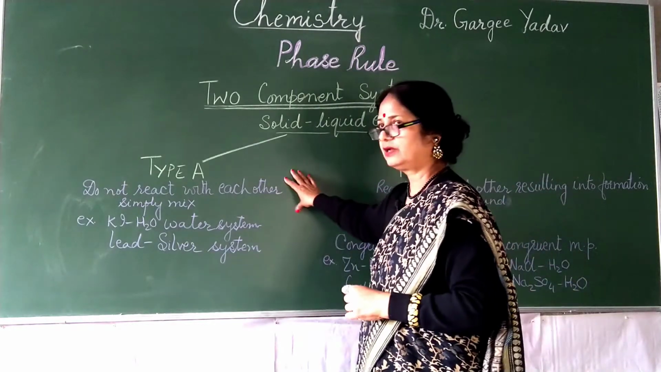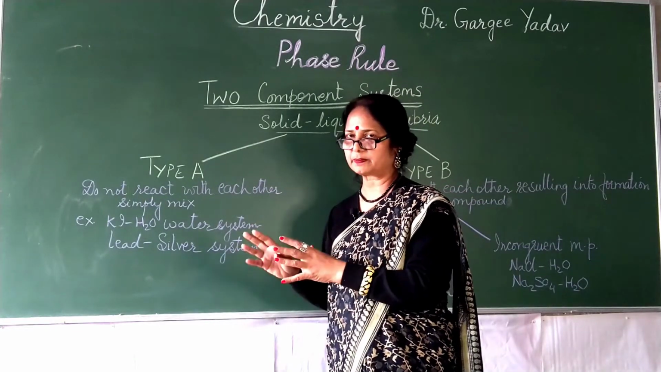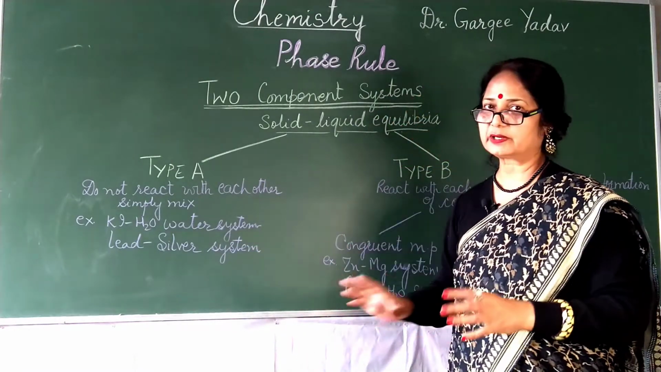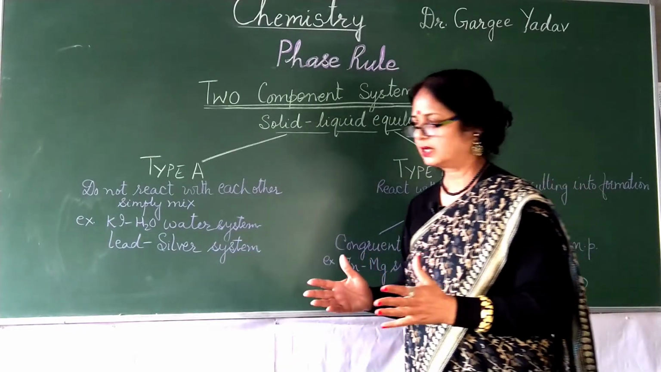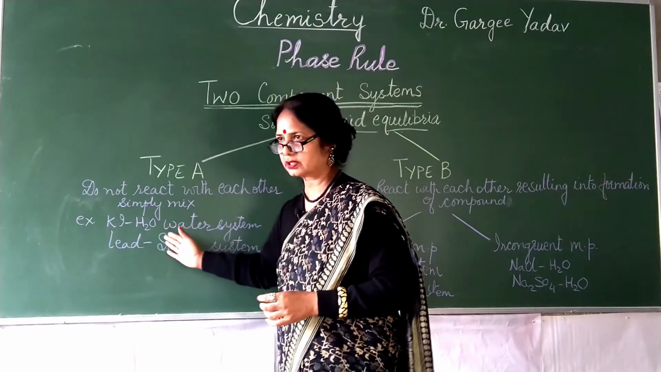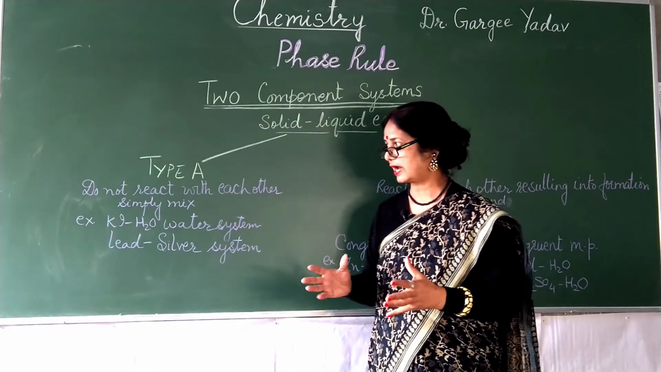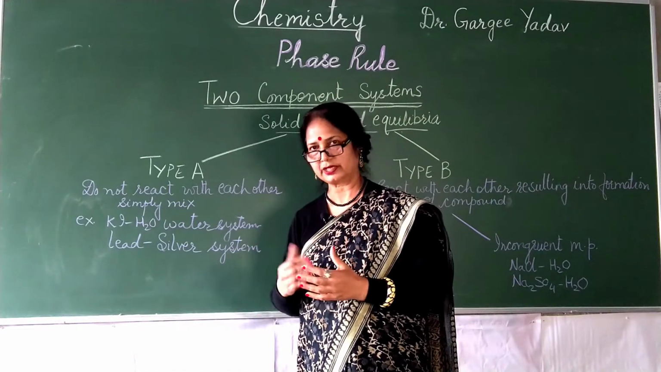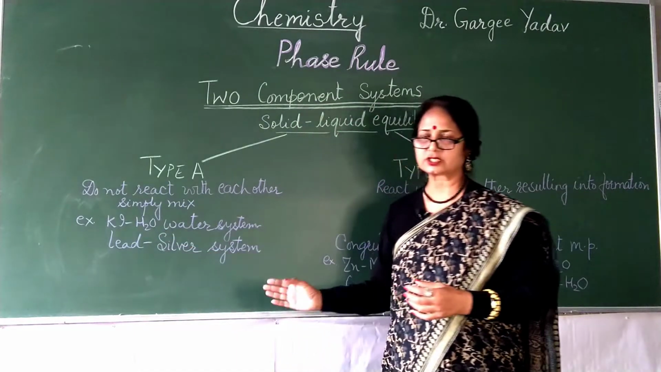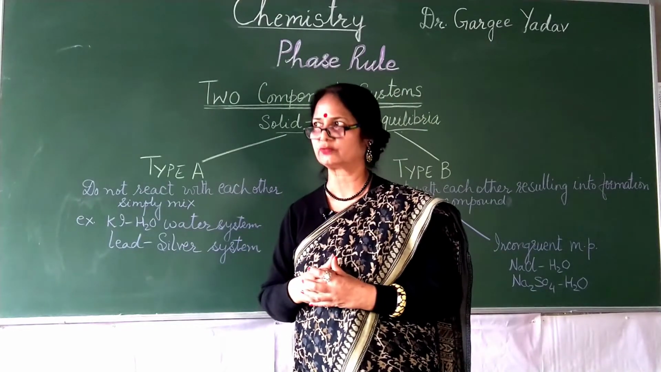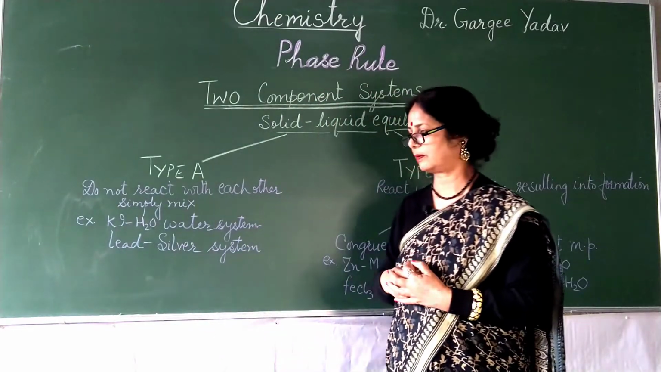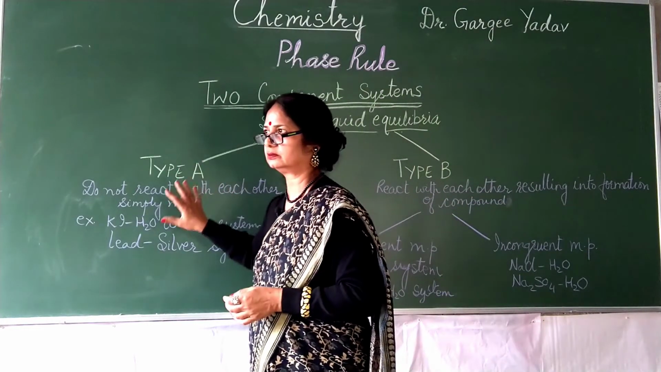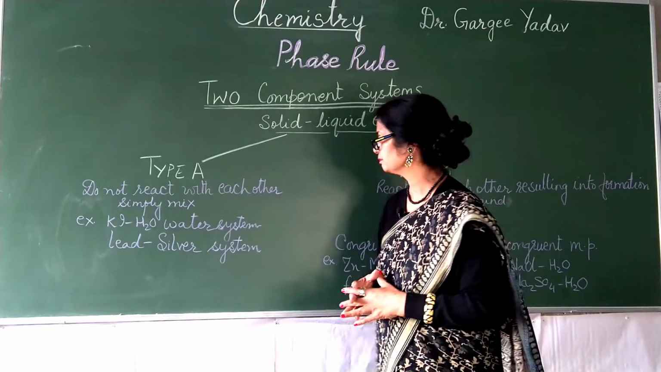In type A, there are two components present in equilibrium. They do not react with each other, but will simply mix to form a solution. Like the phenol and water system, where they will mix and form a eutectic mixture. This is another term which I will explain to you later on. Another is the lead silver system. Moreover, there is a bismuth cadmium system also, which is in your course. I will tell you all about them later when I deal with the system. So in this type A, we have the eutectic mixtures.